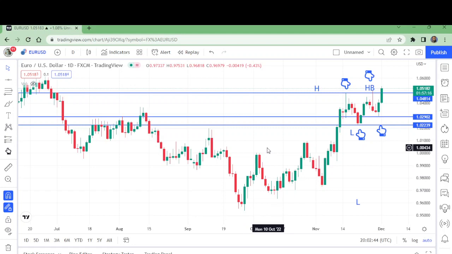This is the daily chart of Euro USD. Now Euro USD has broken to the upward and has continued its bullish trend. Now this was the high of the market and this was the low of the market. This low was already broken on this day. This was high and this high was broken to the upward here.